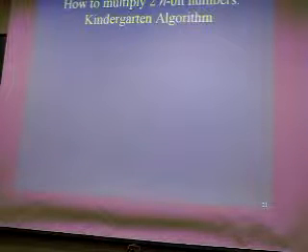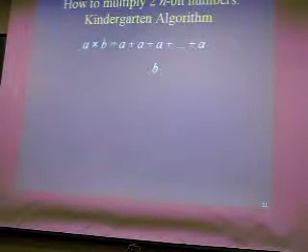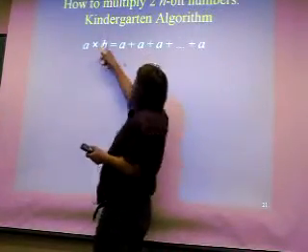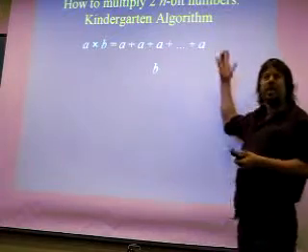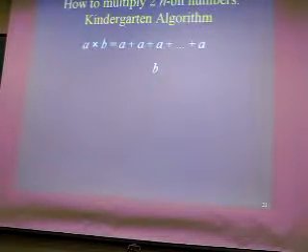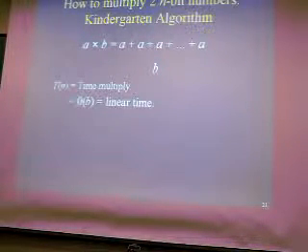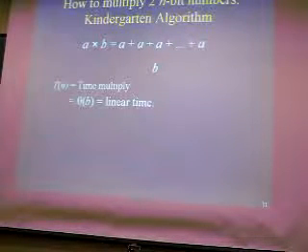Okay, kindergarten. You guys asked about this algorithm. One option is if we want to multiply a times b, we go a plus a plus a plus a, b times. What's the running time of this? Time to multiply: it's linear time. Everybody good with that? It's faster than the high school one.